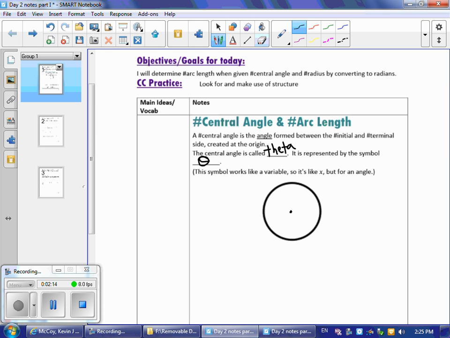Alright, so the idea is we're going to have a central angle. That means we're going to start here at the origin, go out to some point on the circle, and then create an angle someplace else on the circle, and the angle in between here is what we call theta.